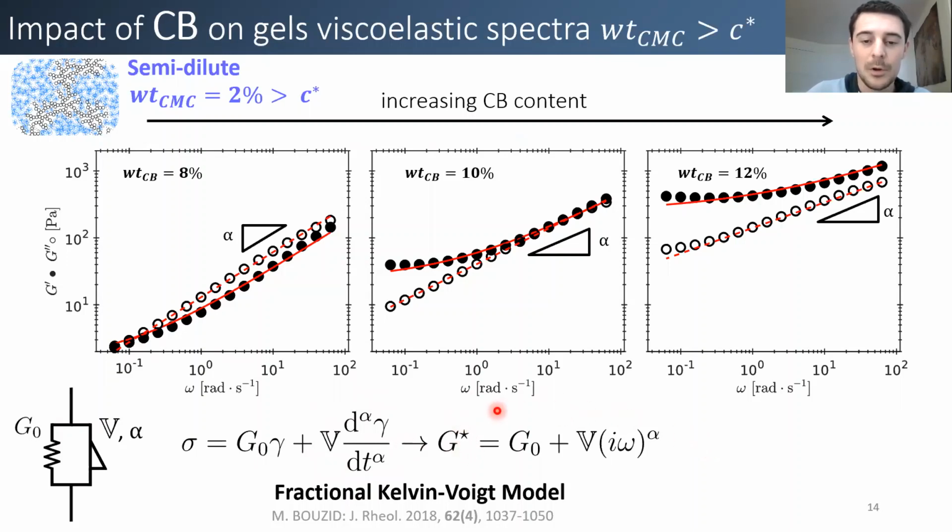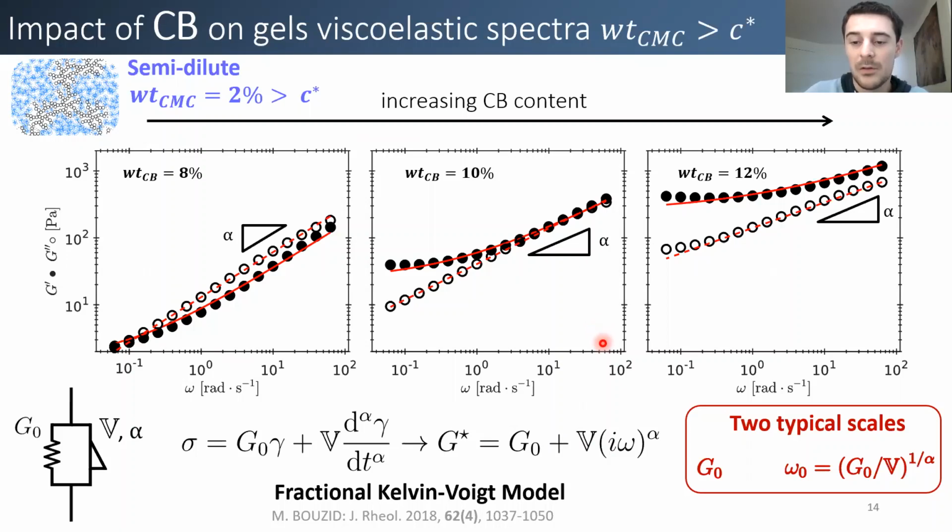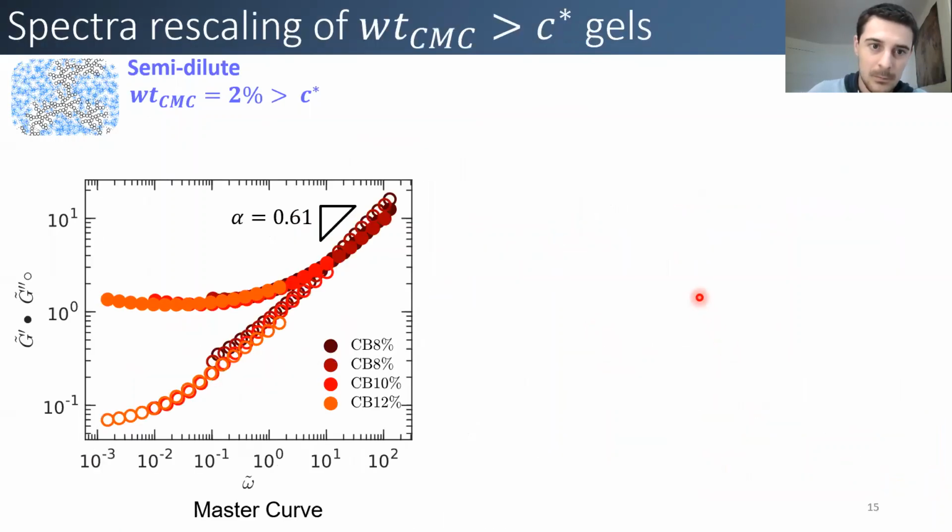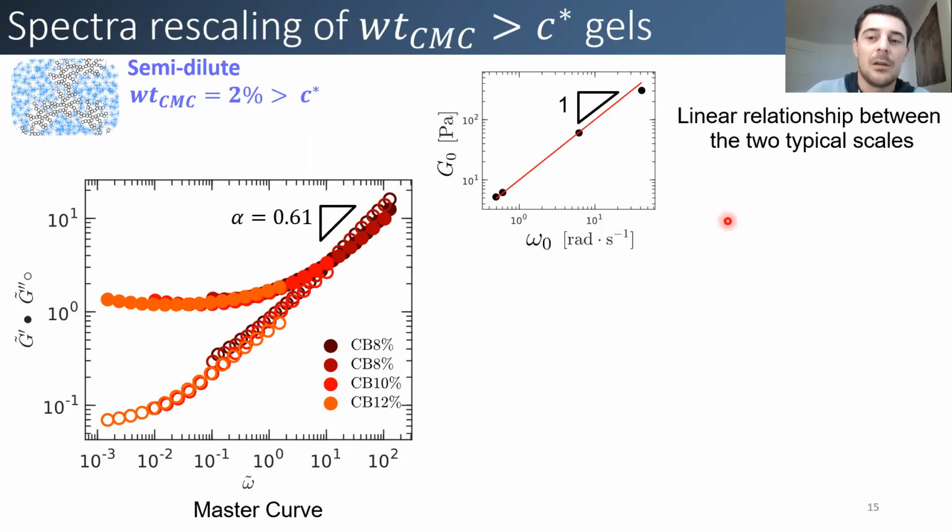In the Fourier space, you can compute the complex modulus, and you can observe here that there is a power law dependence between the frequency and the modulus. So thanks to this three free parameters model, we are able to fit our data very well, and we can also construct two typical scales, G_net and omega_net. Thanks to them, we can plot this master curve that works also pretty well, and the typical scale lines are actually in a linear relationship, which means that this master curve is relevant.